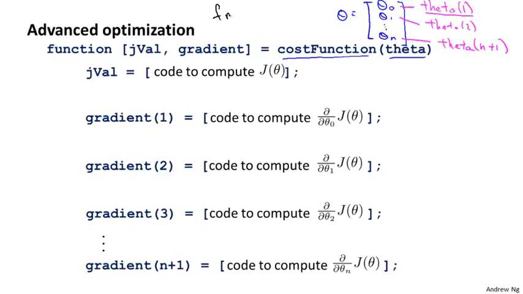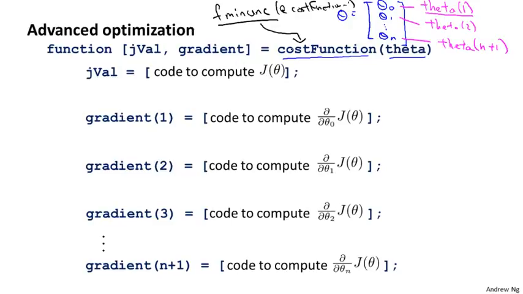We would use fminunc, the f min unconstrained function, and pass in the cost function. fminunc is what would take the cost function and minimize it for us.